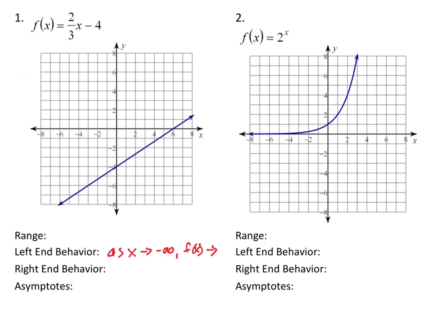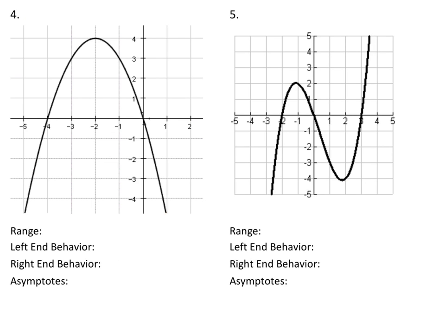Let's practice end behaviors on a few of these things. Let's go to problem 4 and 5. Remember, when you're writing down left end behavior, it always starts with the exact same thing. As x approaches negative infinity, f of x approaches, and then you fill in the blank. On the left side of this function, how high up does it go? If you go left, it just keeps going down forever. And so I'm going to put negative infinity. The y's go to negative infinity.